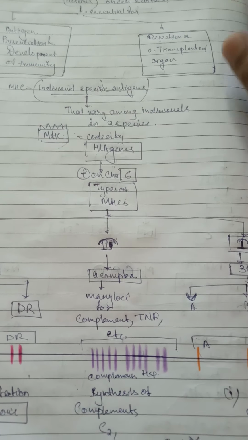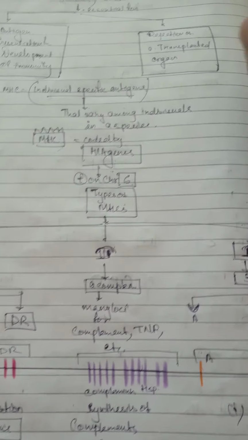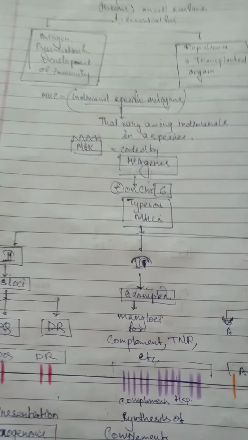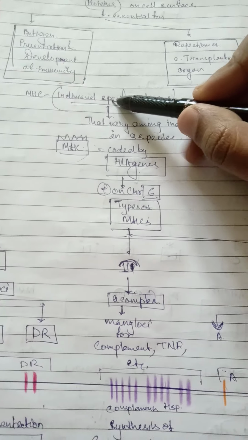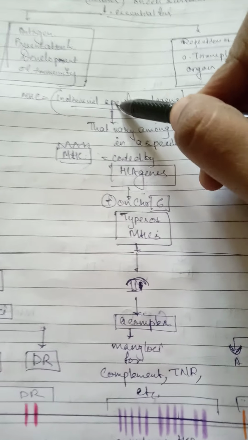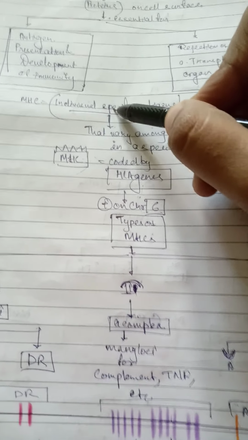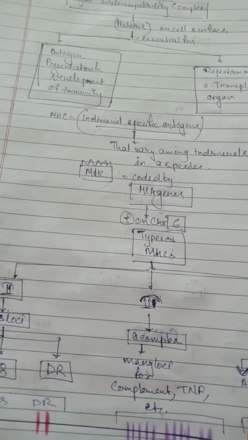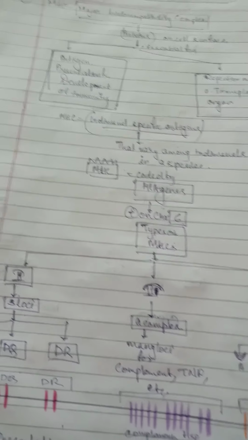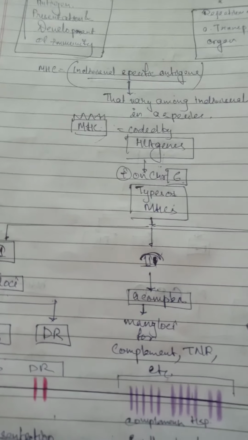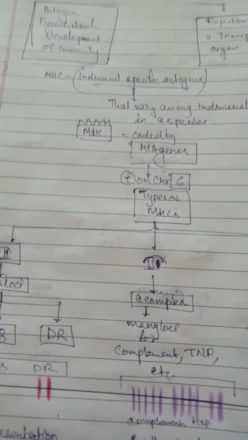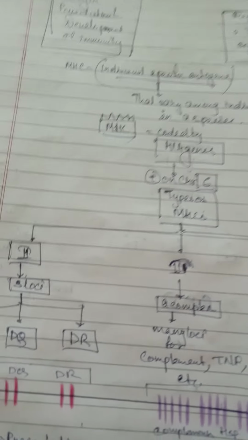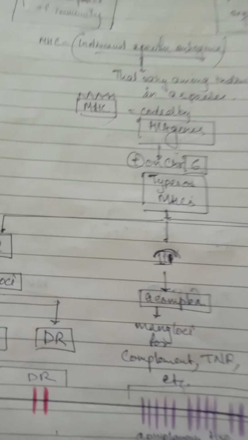Here I would like to say that MHC molecules are individual specific antigens, be it MHC1, 2 or 3. They are particular to a particular individual in a given species. Neither your MHCs are similar to mine, nor mine are similar to my neighbor's. We do have MHC matching with our parents, but that is a maximum of up to 50%. We match up to 50% of our MHCs with our parents, not more than that.